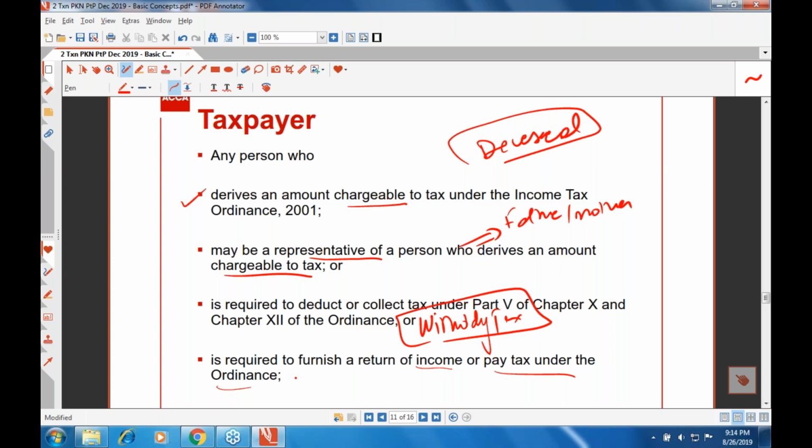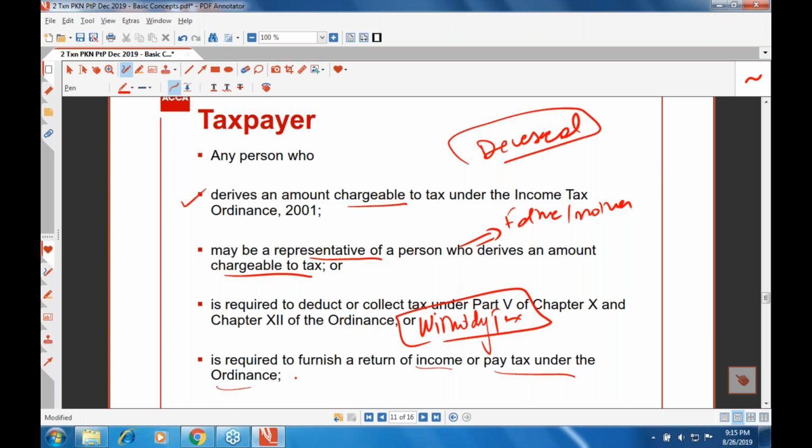Okay. Is it fine with everybody? Somebody is asking about the second point. For example, if somebody dies and you are one of the beneficiaries of their inheritance, you would be considered a legal representative. Even though you're not earning any income, you will still be called a taxpayer, because you'll have to pay tax on their behalf.